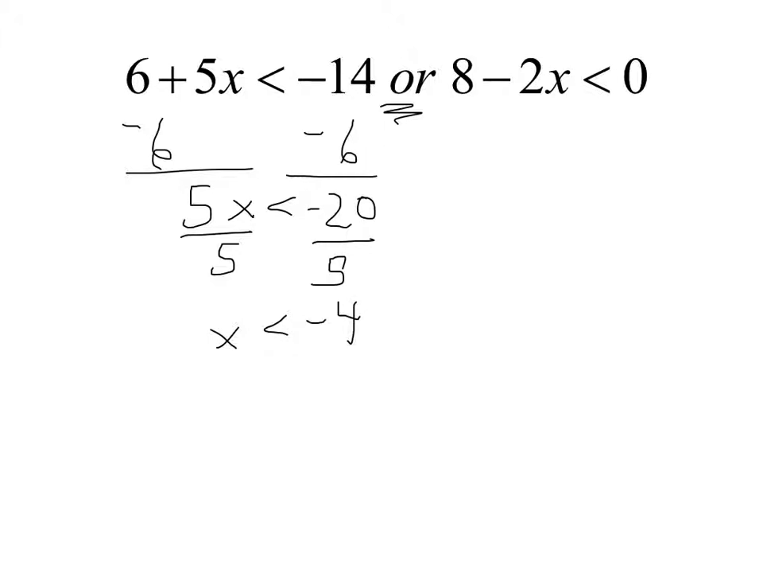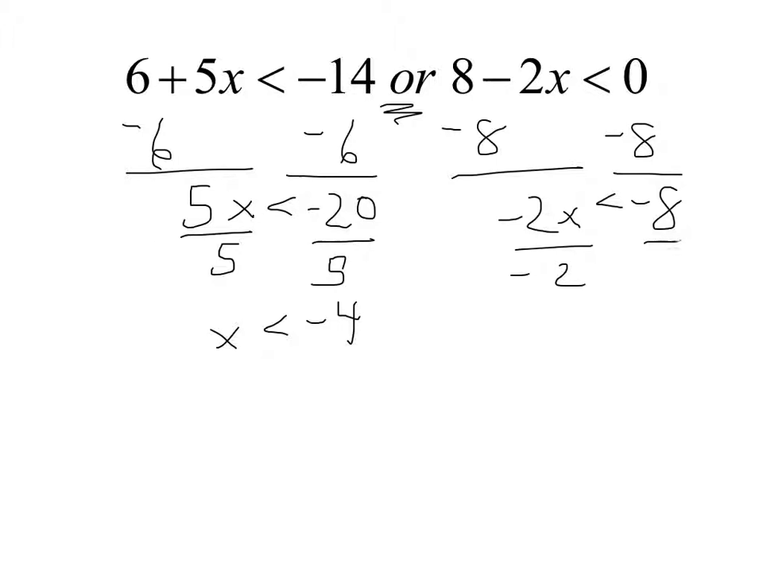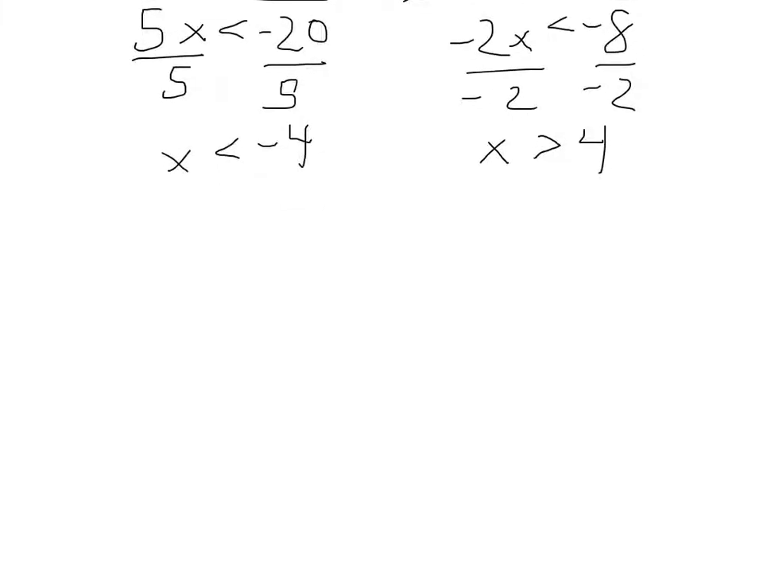Or, on the right-hand side, we're going to subtract 8 from both sides. That gives us a minus 2x and a minus 8. Divide both sides by a minus 2. Oh, when you divide by a negative, you reverse the direction of the inequality. We have to remember that. So now this is an OR situation.